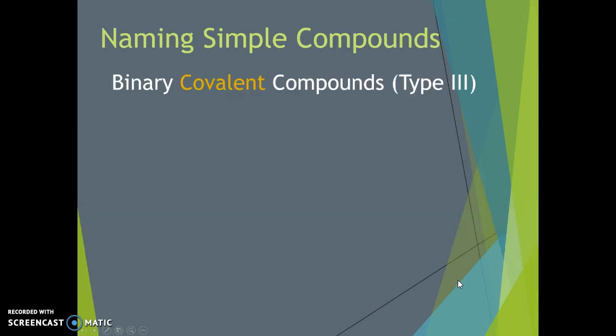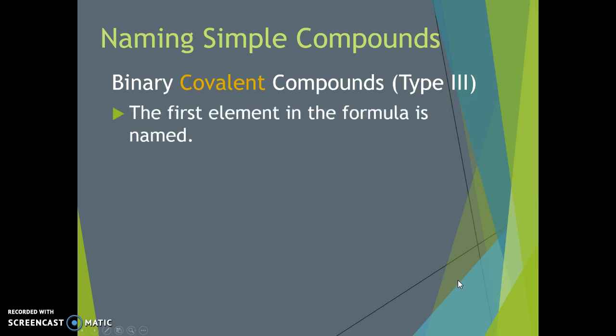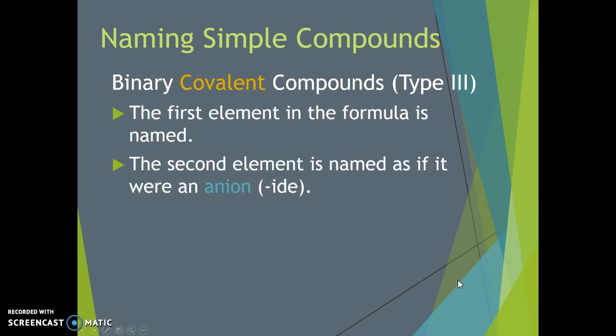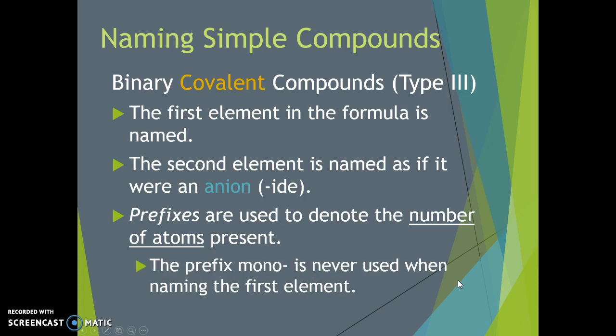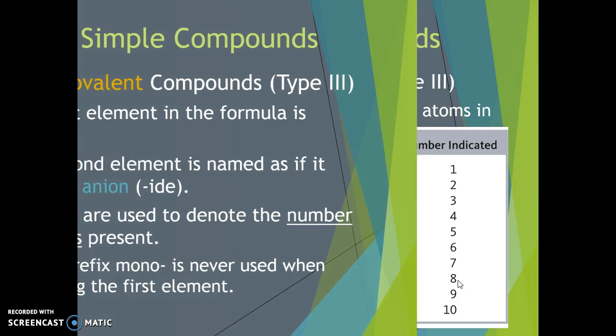The final type of naming is with covalent compounds, which again is where we share electrons between 2 or more nonmetals. We name the first element. The second element is again going to change the ending to "ide," but this time we're going to use prefixes to communicate how many atoms are present in the compound. There is one exception. We do not use the prefix mono when naming the first element.